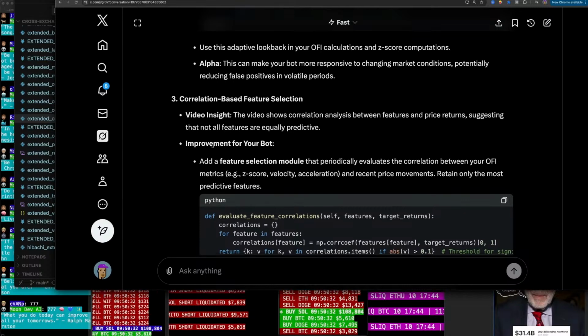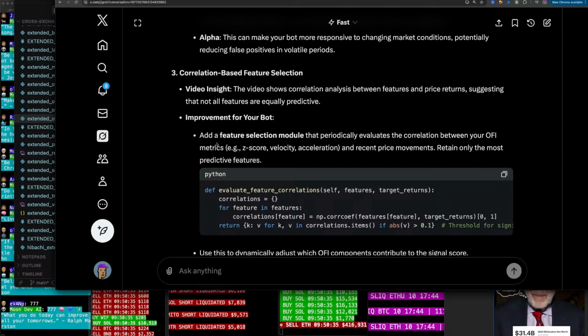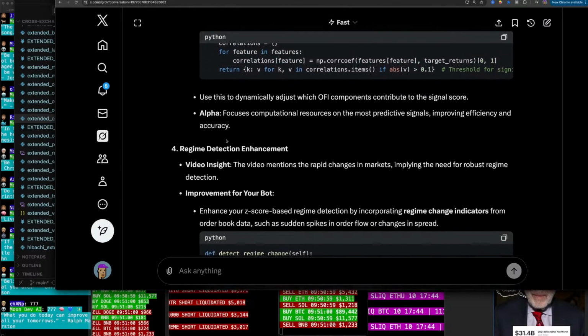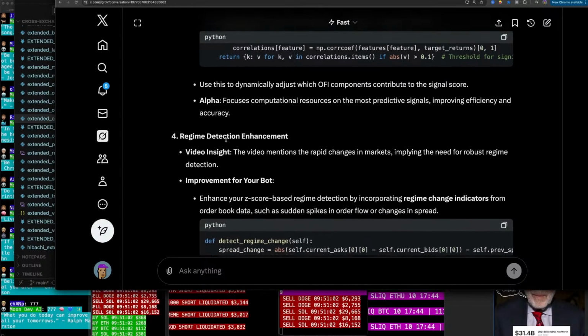Correlation-based feature selection, video insight. The video shows correlation analysis between features and price returns, suggesting that not all features are equally predictive. Improvements for your bot: add a feature selection module that periodically evaluates the correlation between your OFI metric Z-score velocity and acceleration and recent price movements. Retain only the best or the most predictive features. Use this to dynamically adjust which OFI components contribute to the signal score alpha. Focus computational resources on the most predictive signals, improving efficiency and accuracy.